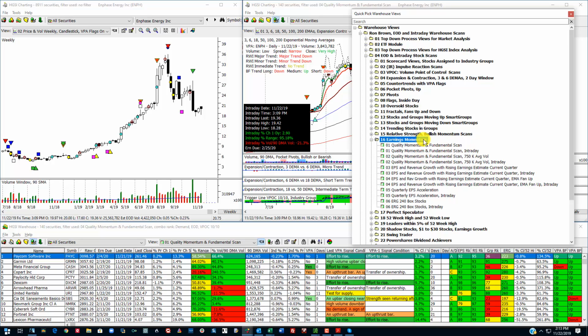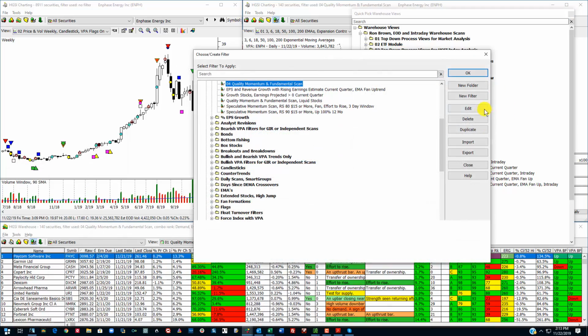But let's just go ahead and get started. There are 6 of them in here. I may try to get them all in this video or split the videos. Not sure yet. Okay, quality, momentum, and fundamental scan. I'm going to bring the filter up on these.